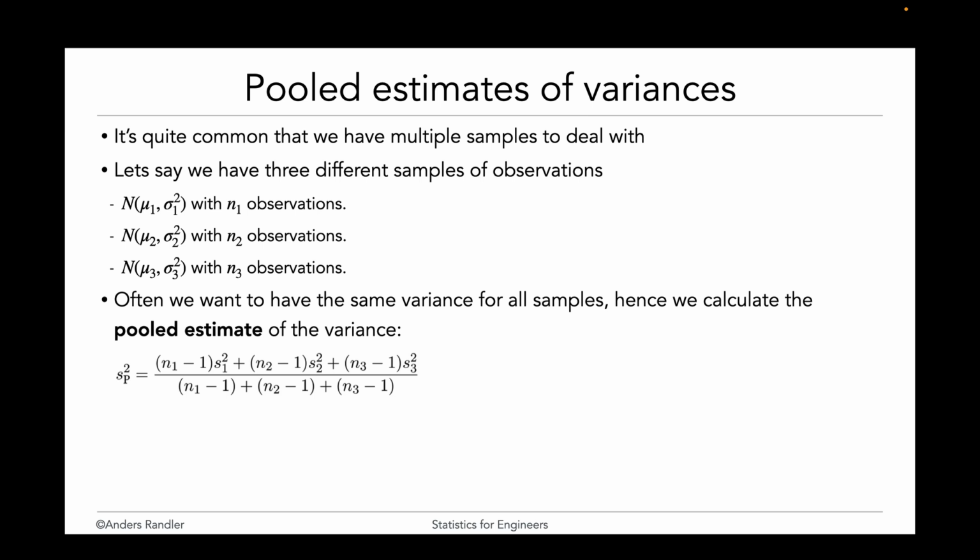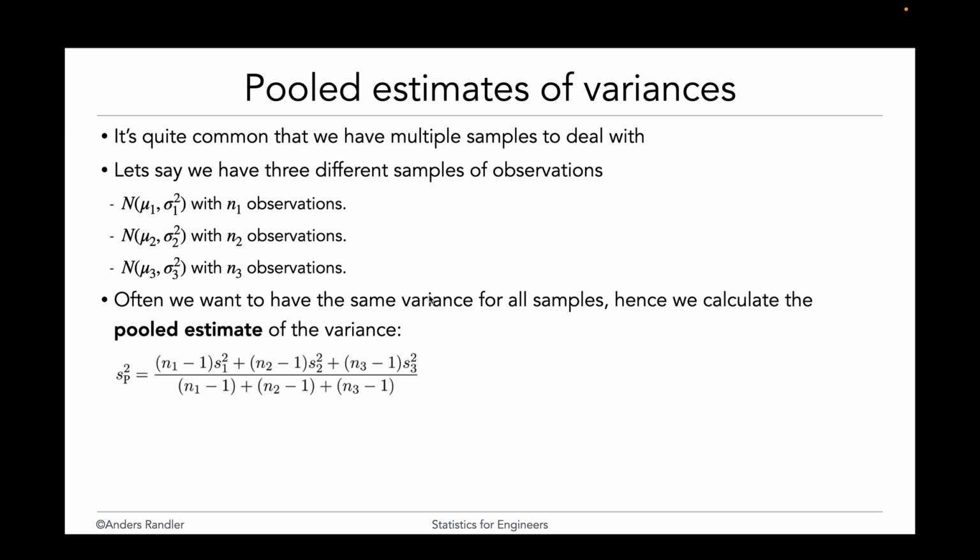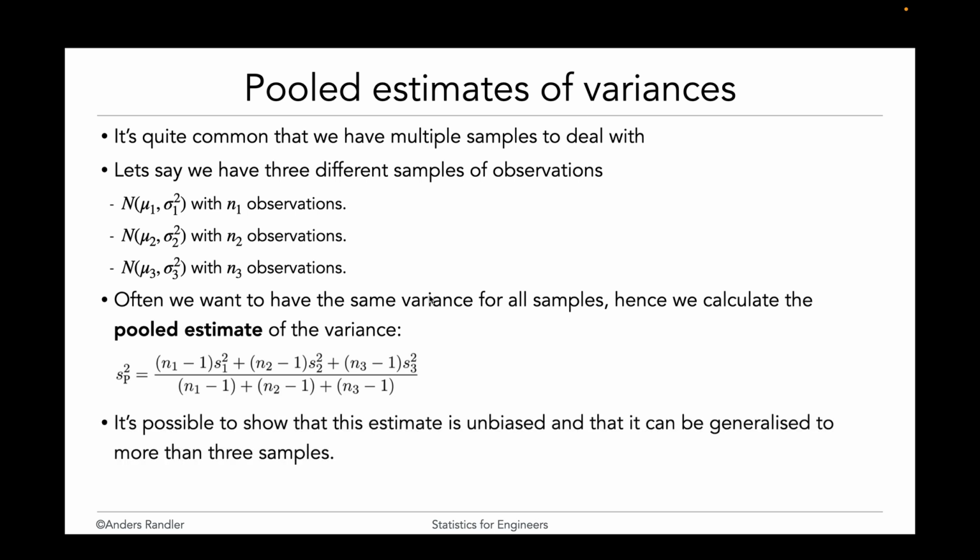But this is some kind of weighted average, and the reason we have n minus 1, of course, is because of what we had before. That's not really a formal explanation, but it gives you an idea of why we're using n minus 1. And this is just a formula, so it's quite easy to use. It's possible to show that this estimate is unbiased and that it can be generalized to more than 3 samples. I won't be showing it now. That's more formal math once again.